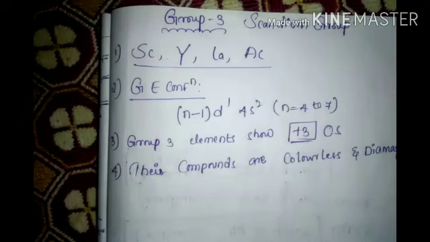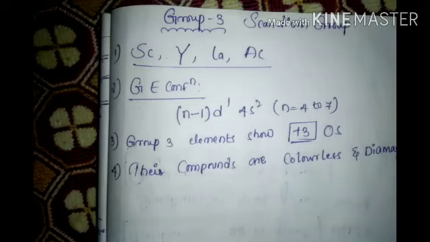They are colorless and diamagnetic. This is one of the important points. Actually, d1 is coming, right? It should come paramagnetic. D1 is coming, but it should come para. But they have given dia in a book.